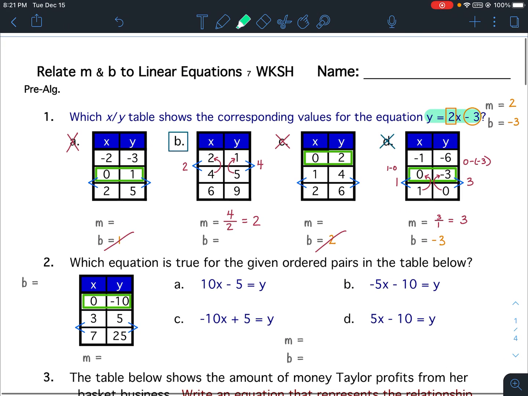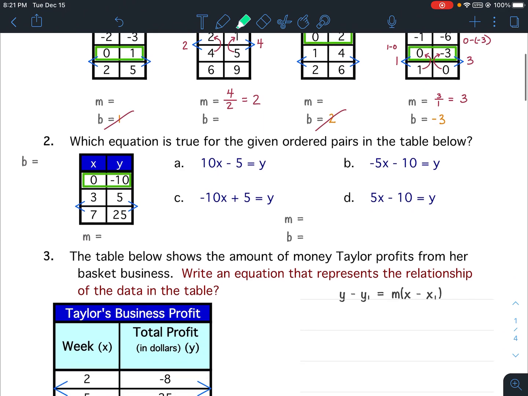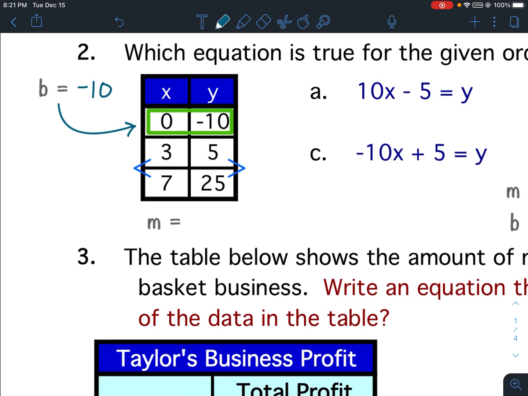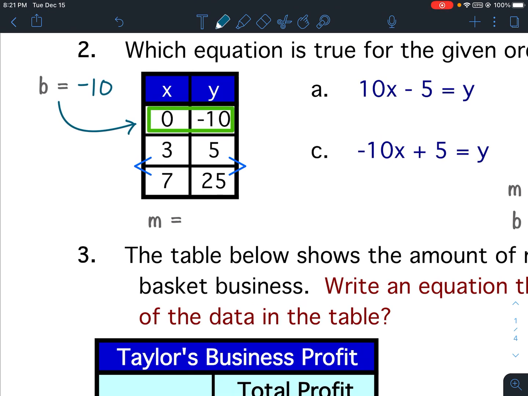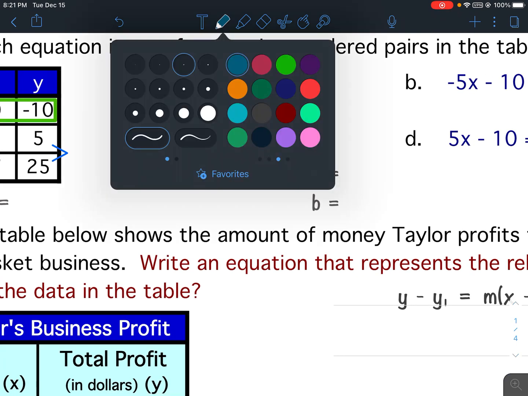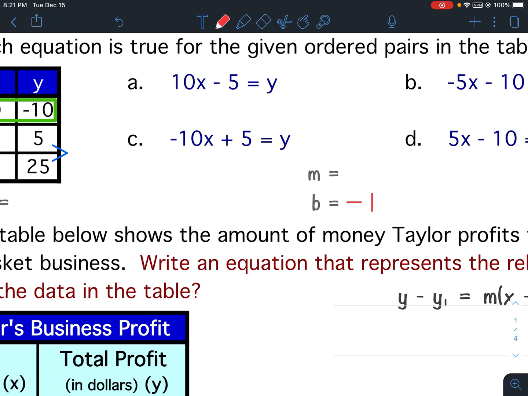All right, let's look at number 2. Number 2, which equation is true for the given ordered pairs in the table? Well, once again, I see a 0 for x, which means my y-intercept is negative 10. My y-intercept is negative 10. I'm also going to write it over here. So my y-intercept is negative 10.